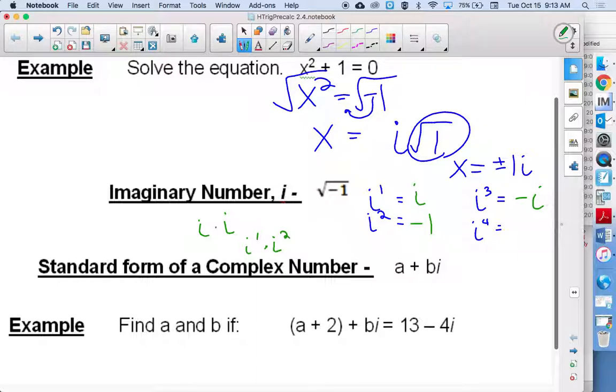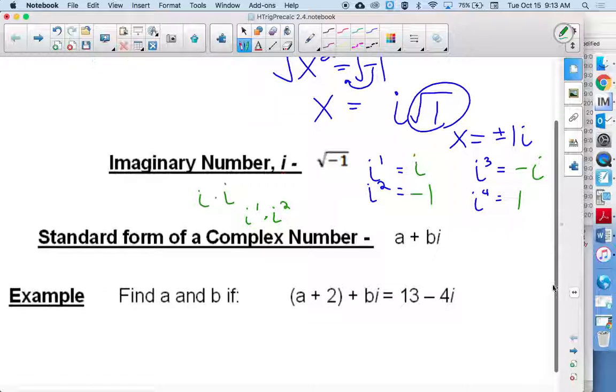i to the fourth is positive 1. That's because i squared times i squared is negative 1 times negative 1. So those are the first 4 powers of i reduced. And then everything after that follows the pattern, where you can use any of the 4 powers to create another power of i. You will be asked to make sure that powers are reduced completely. We wouldn't leave something as i to the 4th if we can reduce that value.